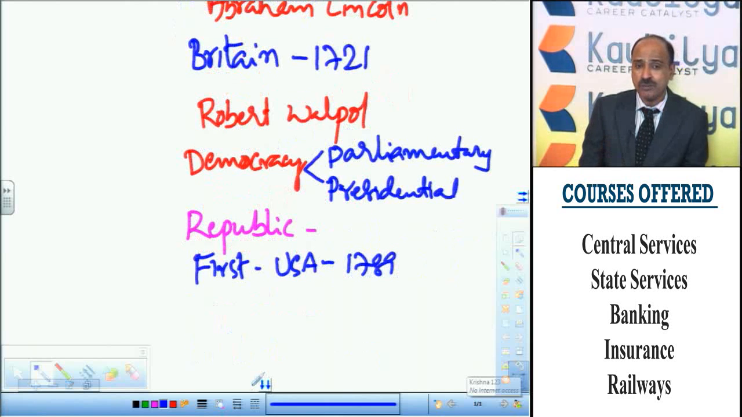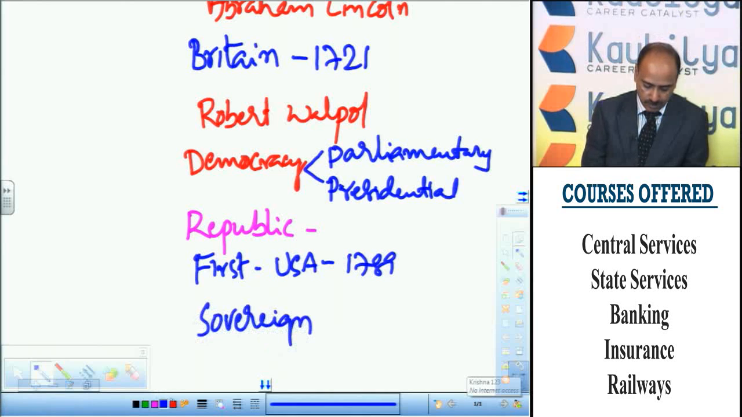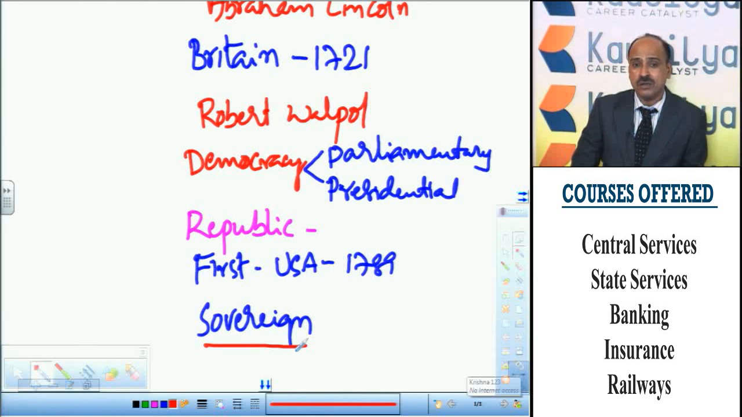Next, we have to know some word definitions in our constitution. Sovereign. Sovereign means if a country's people are internally supreme and not bound by any outside control, that country is called a sovereign country. Suppose a country is under the control of another country, at that time that country is not called sovereign. India is a sovereign country. We mentioned the word sovereign in our preamble also.